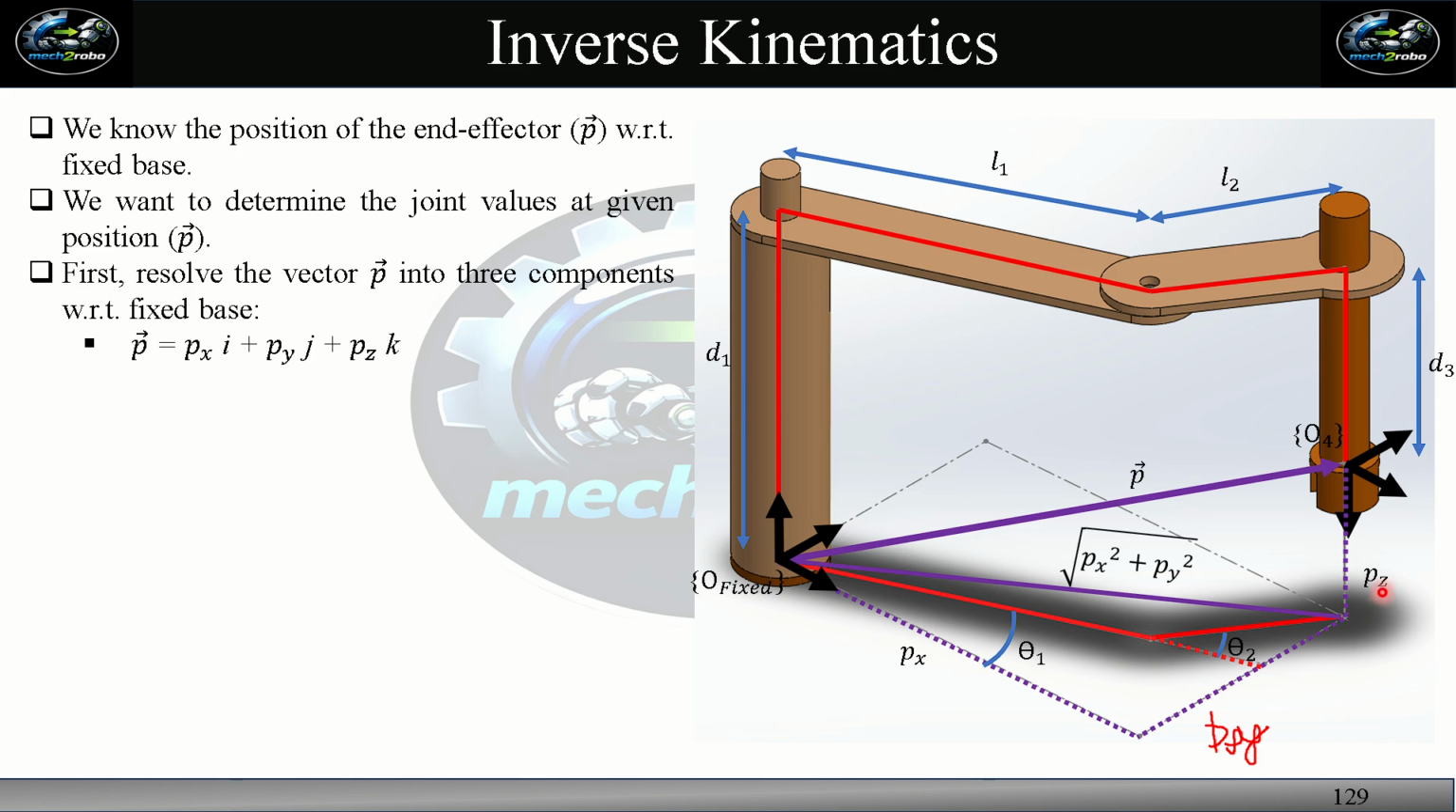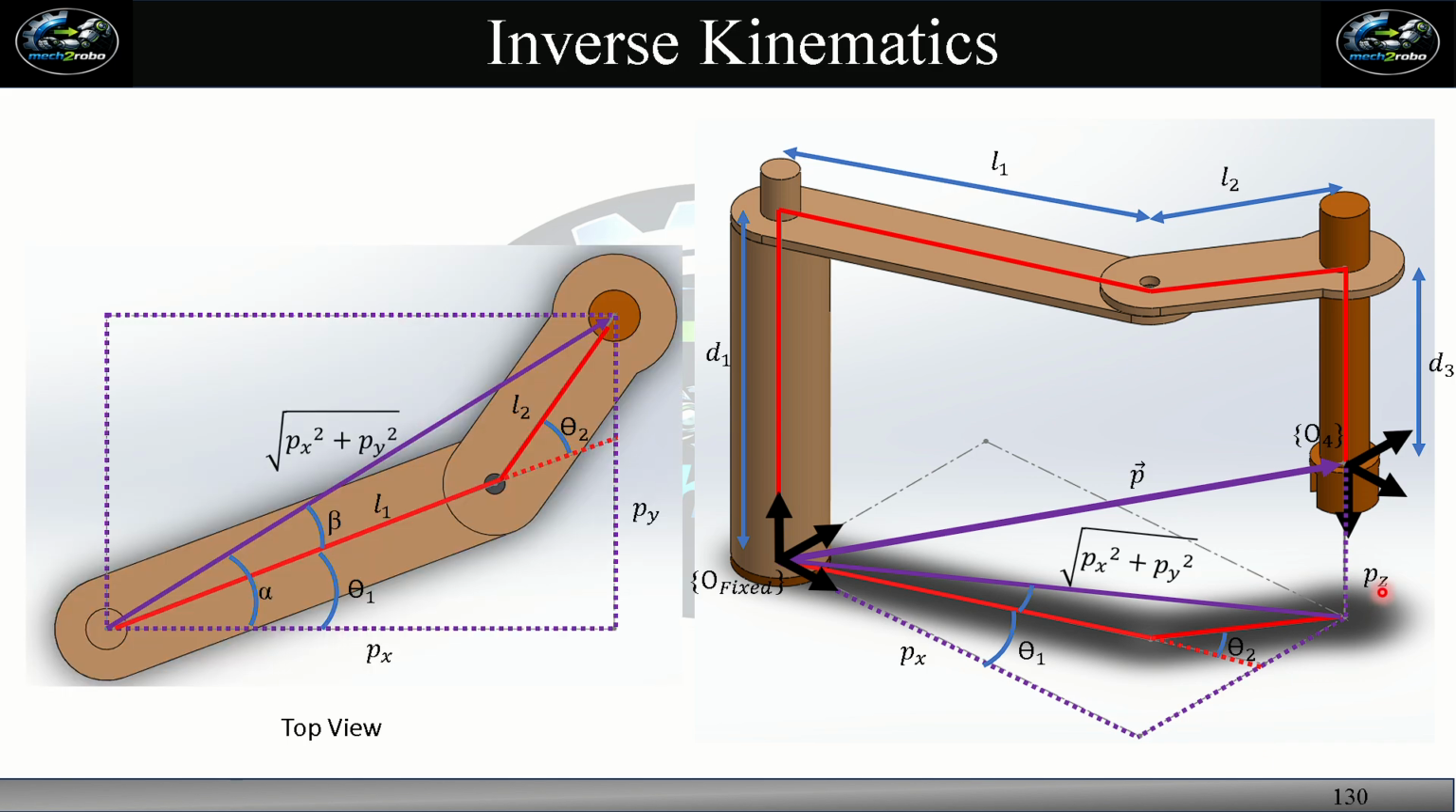After projecting the position, we can also see this in the top view. This is our main vector p, this is the projection along the y-axis, py, and px, and this is the joint angle theta 1, this is theta 2, and this is d3.